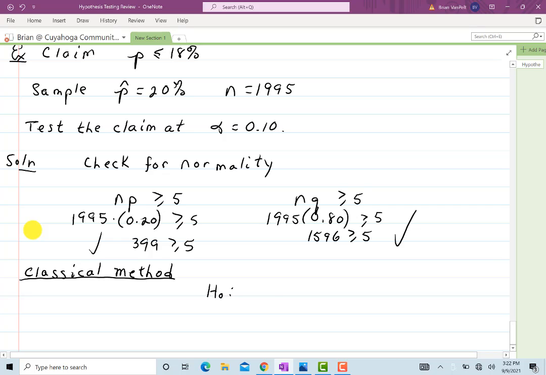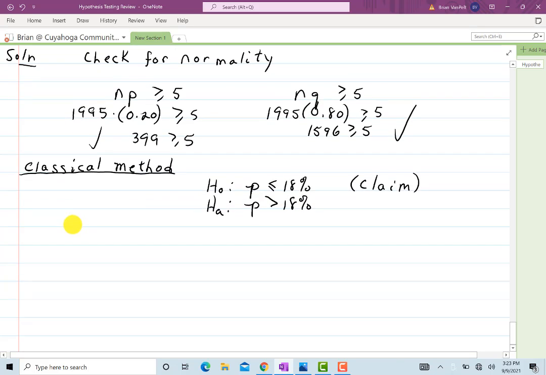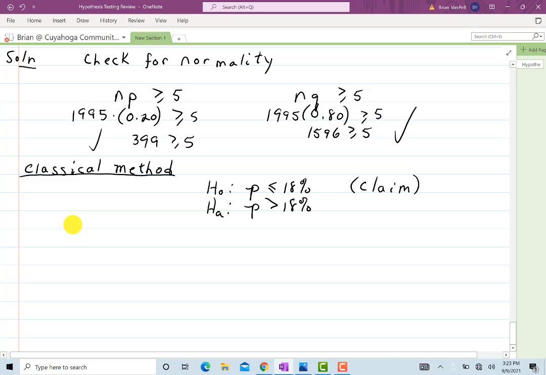So I get H naught: p is less than or equal to 18%. This is the claim. And then H sub A is that p is greater than 18%. And so we can see that we have a right-tailed test. Now start with alpha equals 0.1.